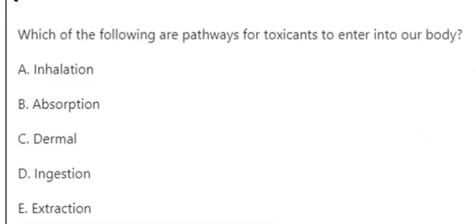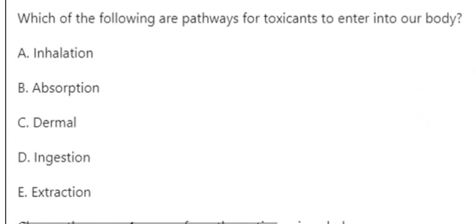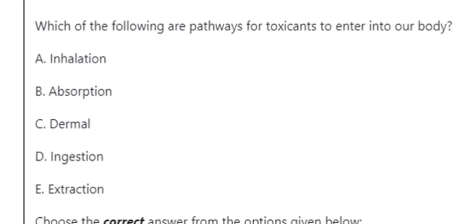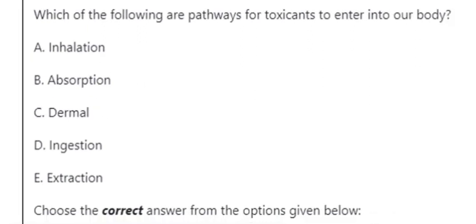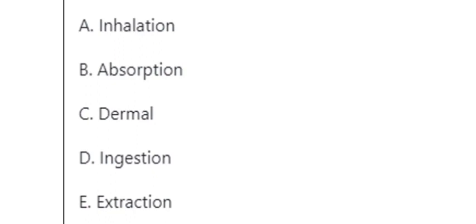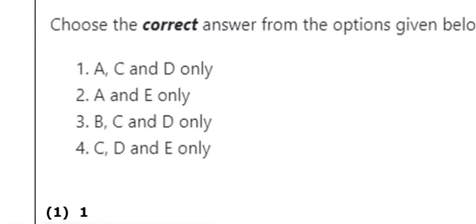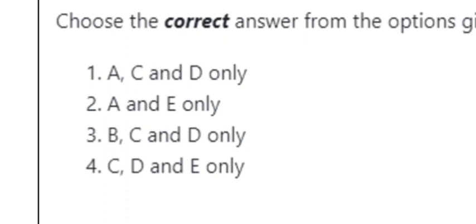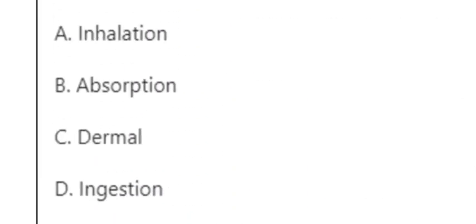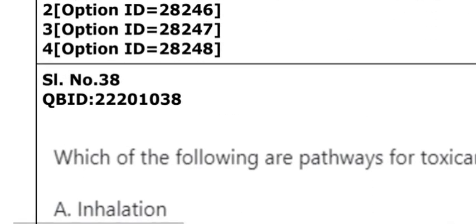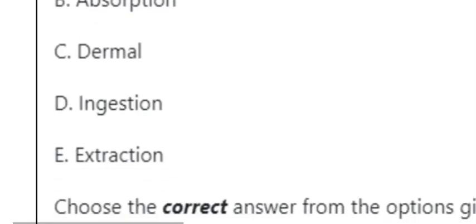38. Which of the following are pathways for toxicants to enter into our body? A, inhalation, B, absorption, C, dermal, D, ingestion, E, extraction. Choose the correct answer from the options given below. A, C and D, A and E, B, C and D, C, D and E. So the correct option for 38 will be number A. That means A, C and D only.